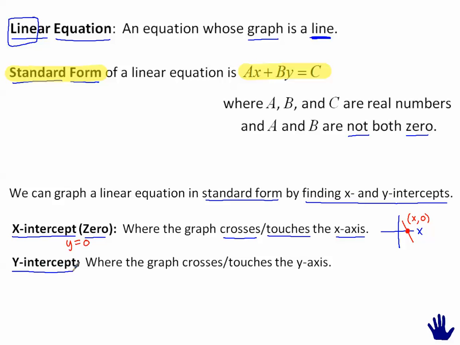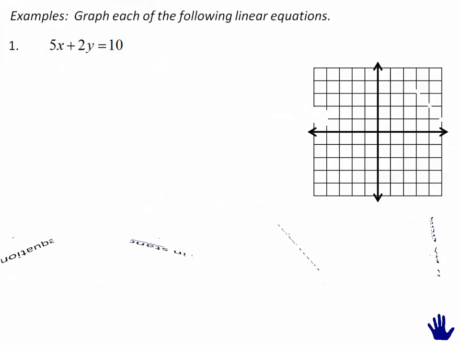Similarly, the y-intercept is where the graph crosses or touches the y-axis. Remember what that looks like. Here's the y-axis, and if the graph crosses or touches the y-axis, the point where it crosses would be 0, and the value for the y. So the x is always 0. X is 0 for the y-intercept. Let's look at some examples.